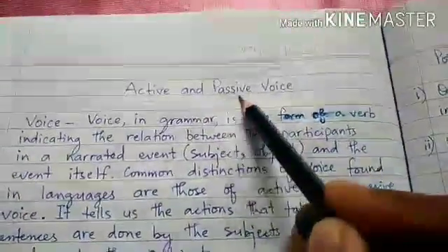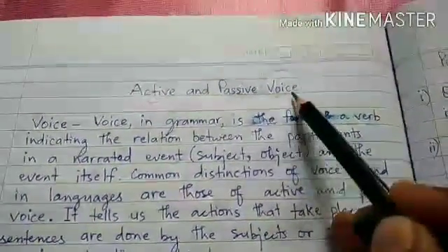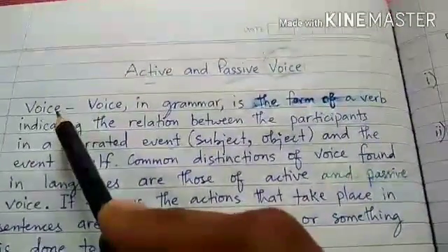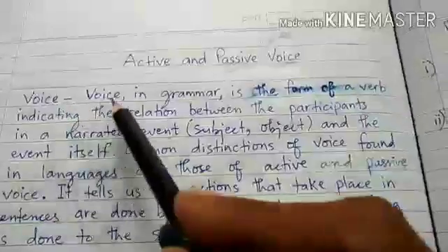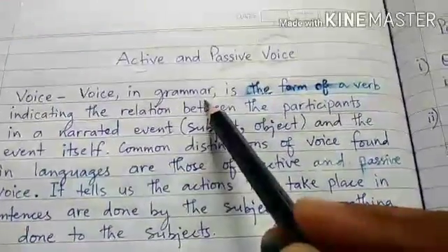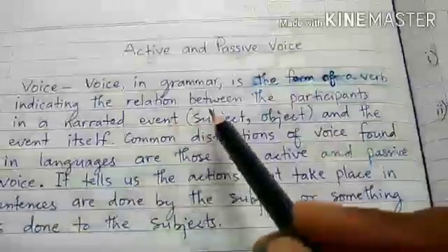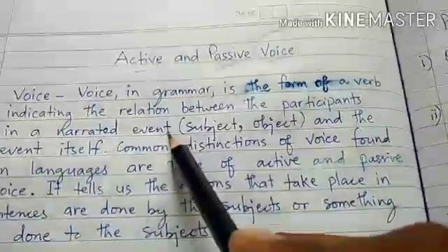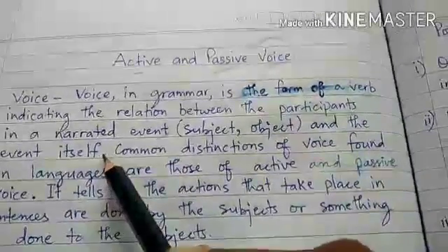Okay students, so at first we will understand what is voice. So we will see the definition of voice now. So the definition of voice is written here. What is voice? Voice in grammar is the form of a verb indicating the relation between the participants in a narrated event. Subject, object and the event itself.